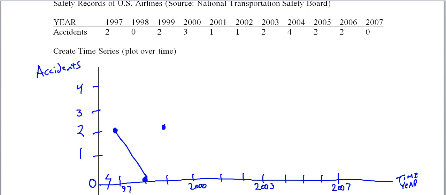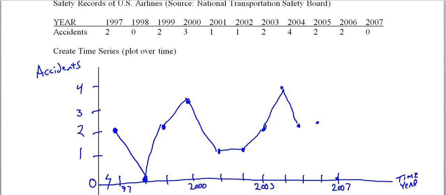Now, there were 2 in 1999, there were 3 in 2000, and you can connect these one point at a time, like I'm doing right here. You can get all the dots completed and then go from left to right. It's your choice. And I'm going to have 2001 and 2002 be the same. 2003 is 2. 2004 is 4, 2005 is 2, 2006 is 2, and then 2007 is 0. All right, so there we go. All of these beautiful tick marks. All right, there you go. There is your finished plot over time.